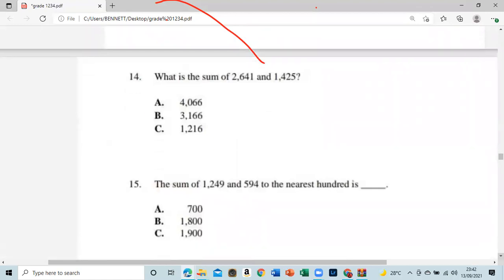What is the sum of 2,641 and 1,425? My students, what would be the answer? Let us see. We just add it for sure. We're not taking it for granted, you know.